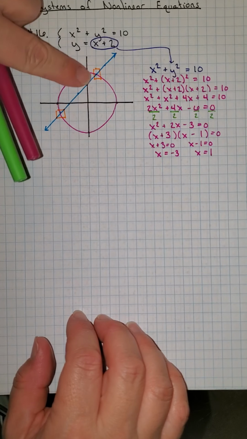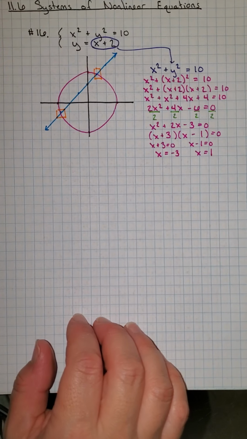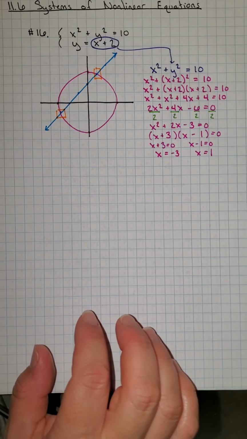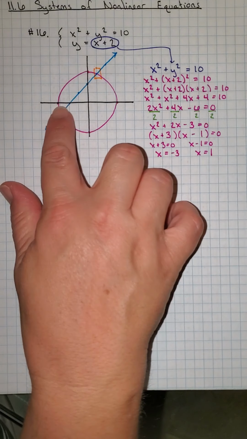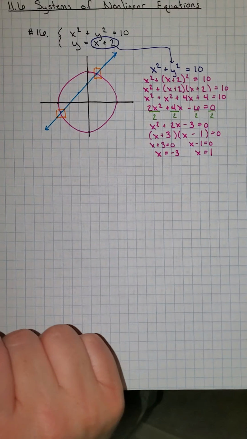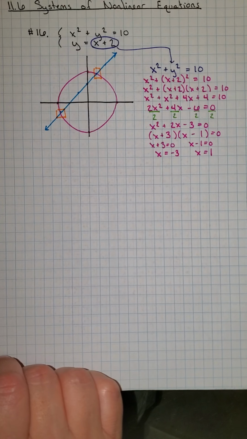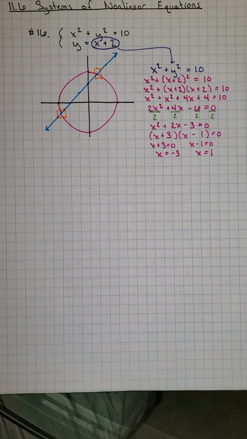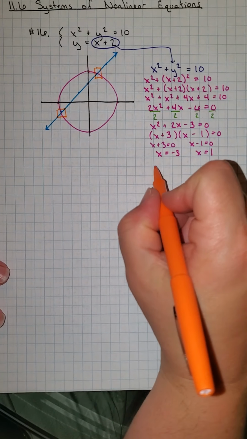Actually, this point's perfect. I have them intersecting at 1. And I did a really good job over here at negative 3. So my 2 points look like they're pretty good. But I need to find the y values at those points. So I'm going to use y equals x plus 2 for that.